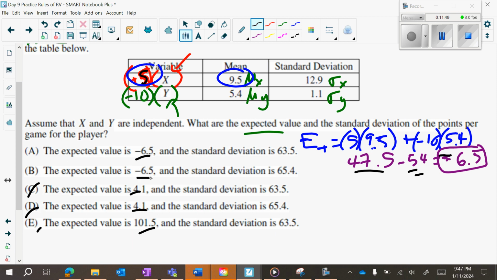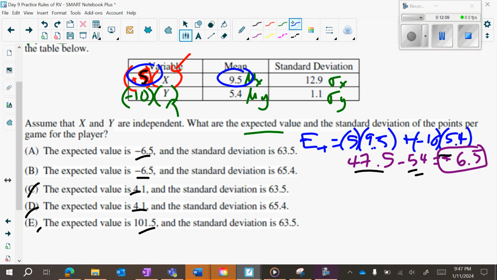So now I want you to think about standard deviation. Are we going to be able to do the same thing for standard deviation? Are we going to be able to multiply 5 by 12.9 and -10 by 1.1, and are we going to be able to add those up? Ask yourself that question. I'm hoping you said no, you cannot do the same thing.